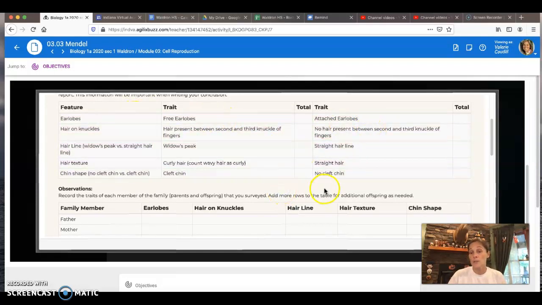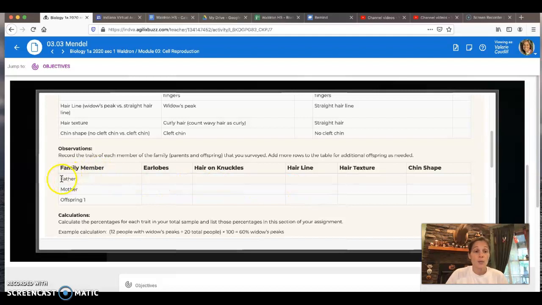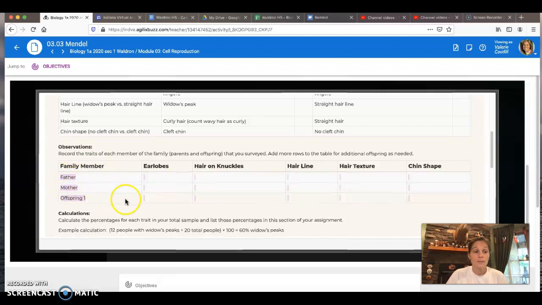If you're not sure what any of those mean, just do a Google search for an image. What are free earlobes? What are attached earlobes? Okay, I have attached earlobes because my earlobe goes straight into my head. A free earlobe means you actually have an earlobe that hangs down. So I do not have a widow's peak. I have a straight hairline across. So maybe that gives you a couple of examples, but you can also just do a Google search on any of those. Okay, then you're going to have the data table in which you document this information.